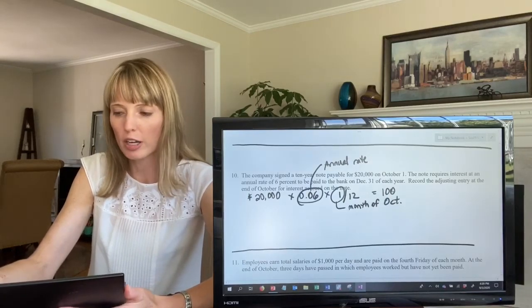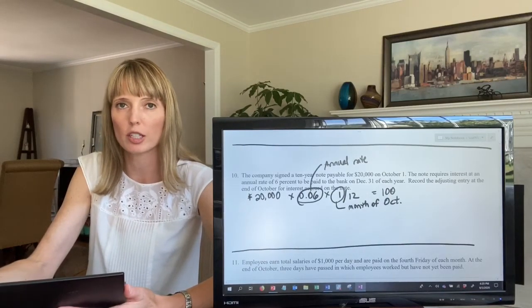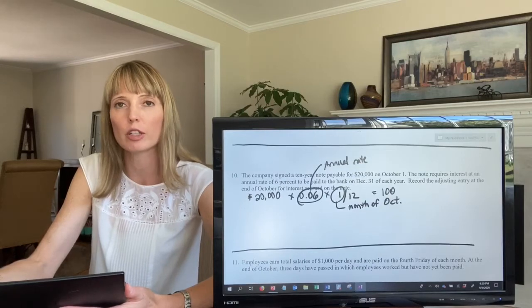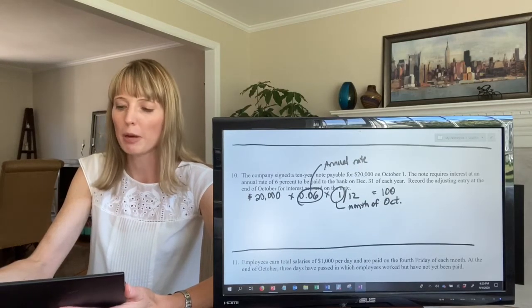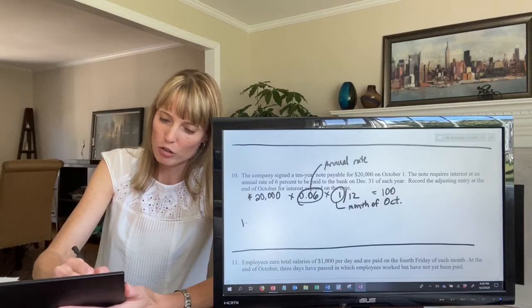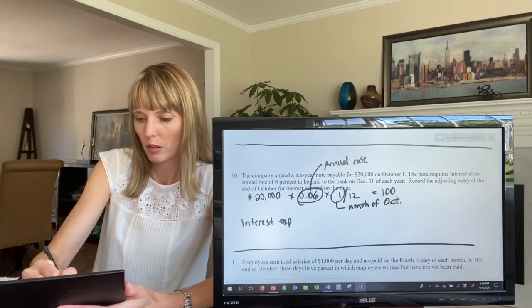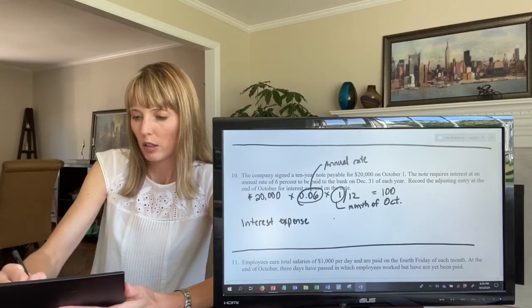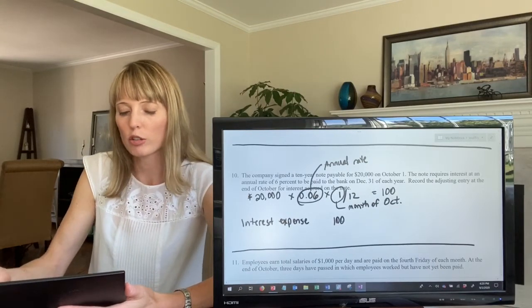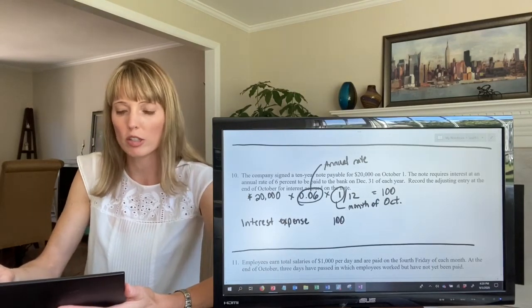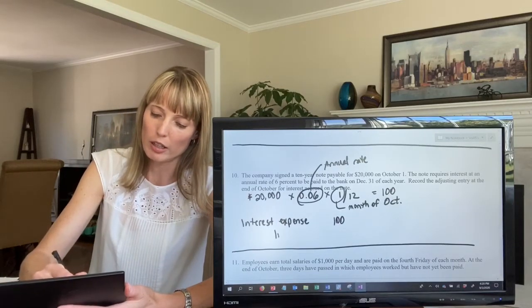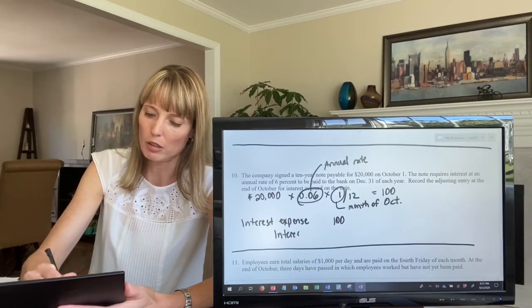We need to record that journal entry so we can see that interest expense on the income statement and the amount of interest owed on the balance sheet. Debit interest expense. And we also need to reflect the fact that we owe interest to the bank, so we credit the liability account interest payable.